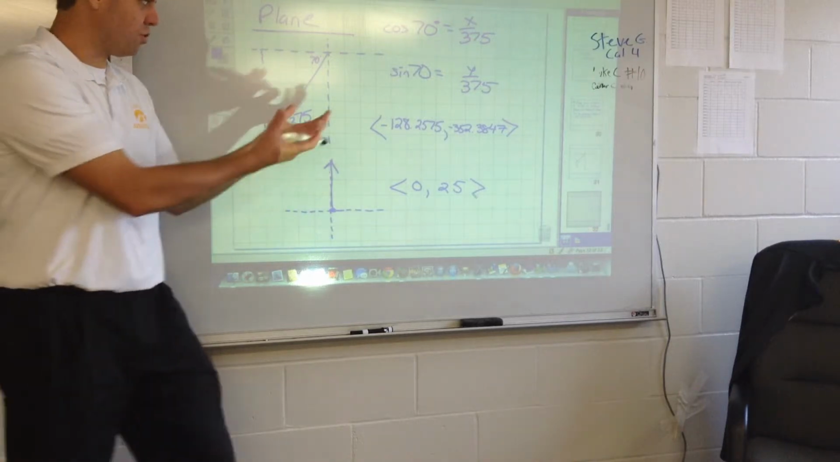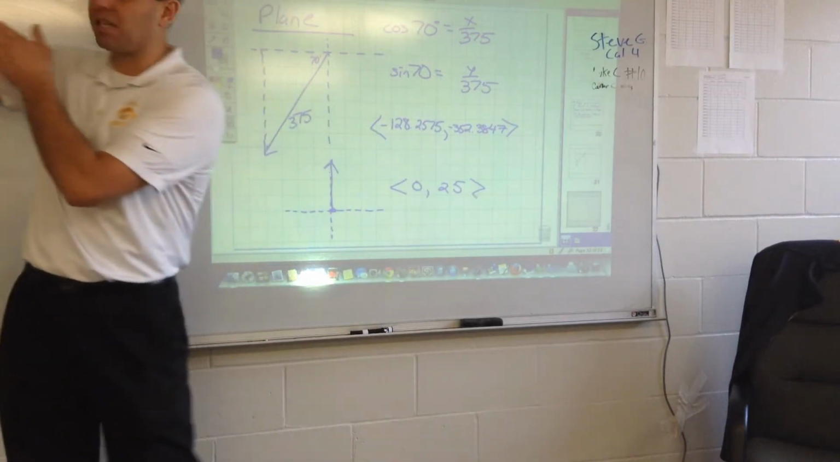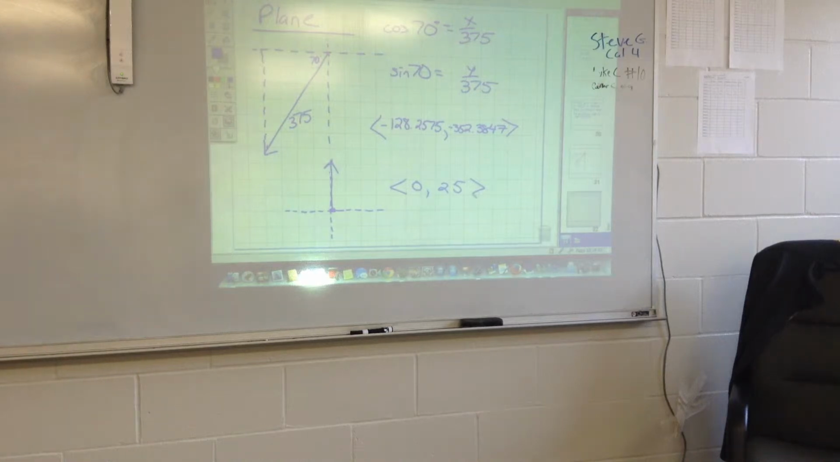So really, I've just made this problem become exactly like the problem that I gave you at the start of class. All you're going to do is add your x's together, add your y's together, and then find the magnitude and direction. Okay?